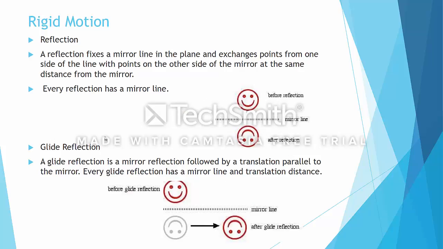Reflection in a line. A transformation that uses a line that acts like a mirror, called the line of reflection, with an image reflected in the line. Since all points move across the line of reflection, the image of each point will be the same distance away from the line as the pre-image. The glide reflection is a mirror reflection followed by a translation parallel to the mirror line. Every glide reflection has a mirror line and a translation distance.